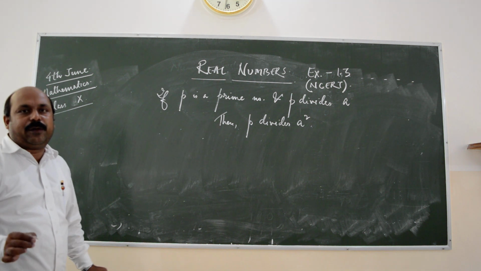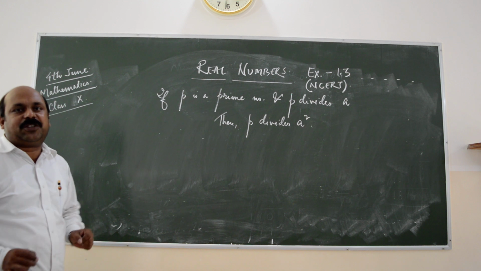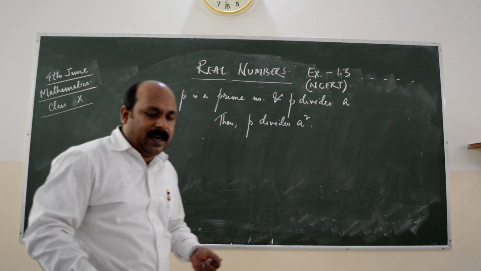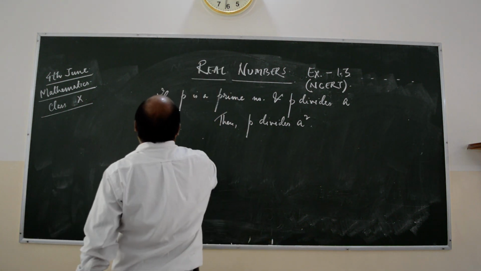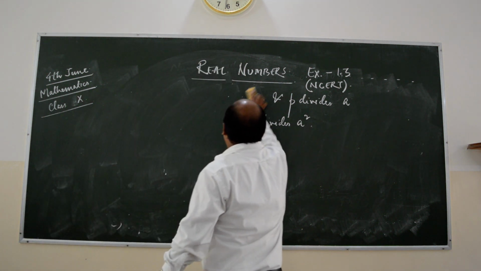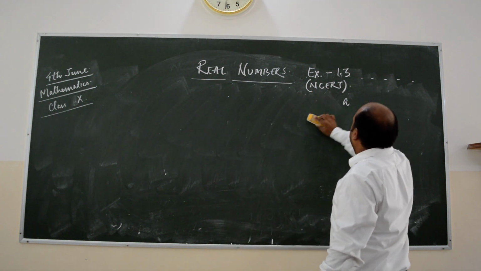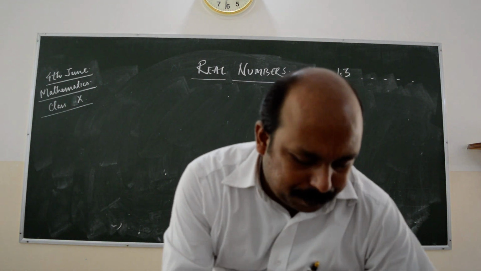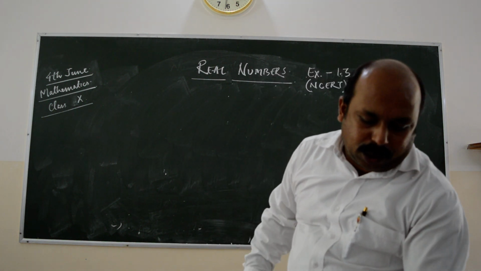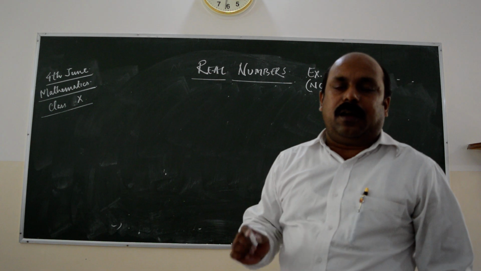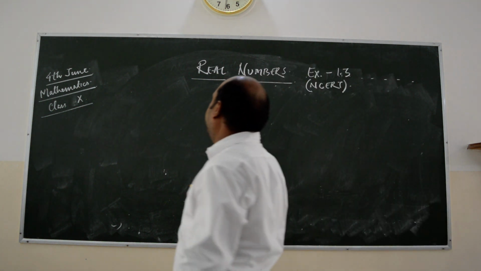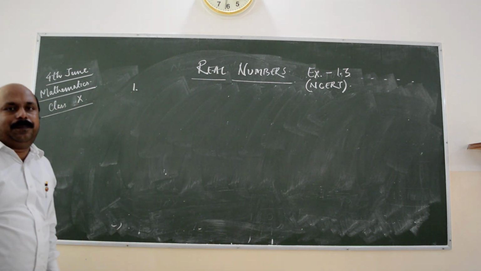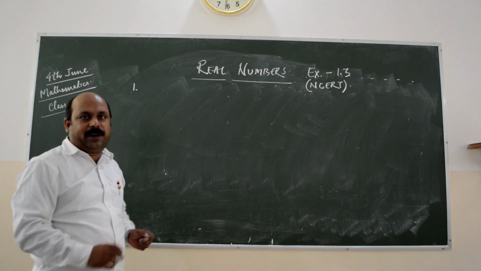The method that we are going to adopt in order to prove irrationality of numbers is the method of contradiction. So we will understand how to use this method and this theorem to prove irrationality of numbers. This is Exercise 1.3 of NCERT, page number 14. The question is, prove that root 5 is irrational. How to prove root 5 irrational? We are going to use the method of contradiction.